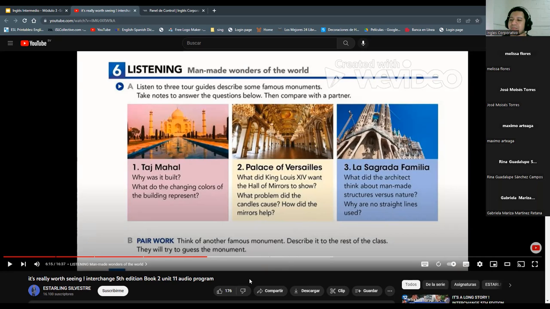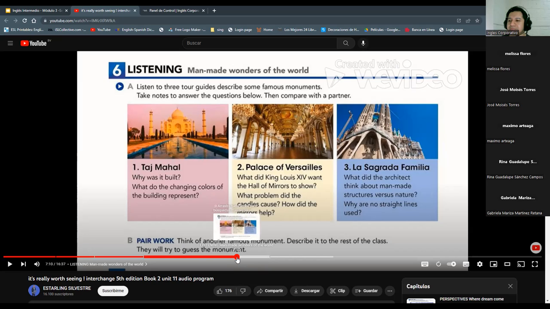What did the architect think about man-made structures versus nature? Who has that answer? I think the structure has to reflect the nature around. Very good. The structures have to reflect the nature, right? Why are no straight lines used? Because there are no straight lines in the nature. In nature.